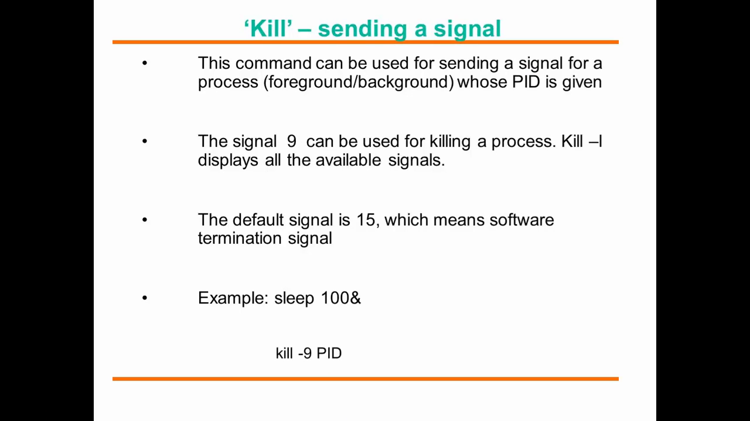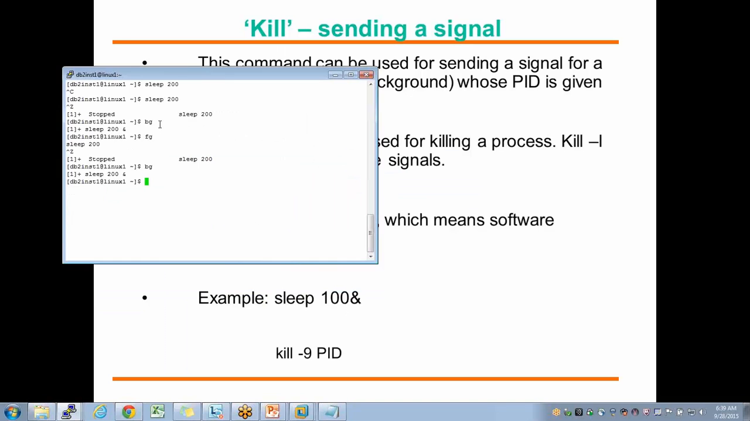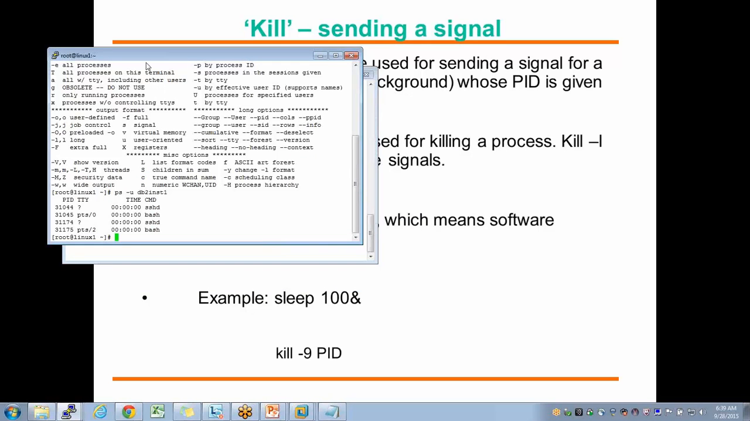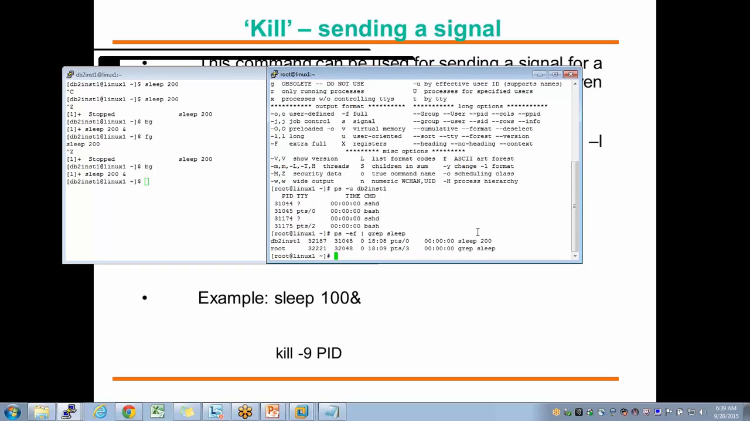This is the command I have been talking about. Kill is a command to kill a specific process ID. I know there is a background process running, but I don't want it to run anymore. When I say ps -ef | grep sleep, there is a sleep 200 running in the background which is started by db2inst1.